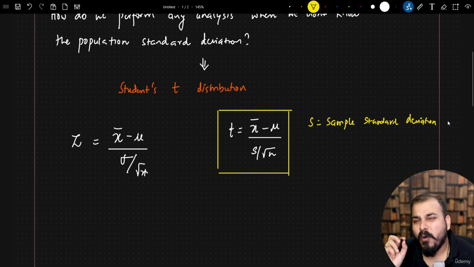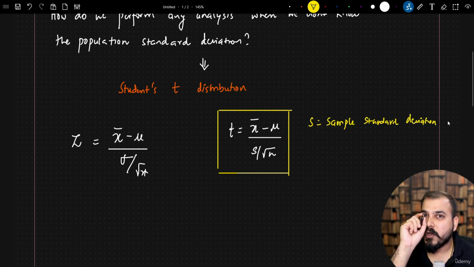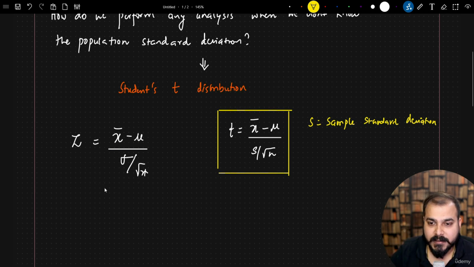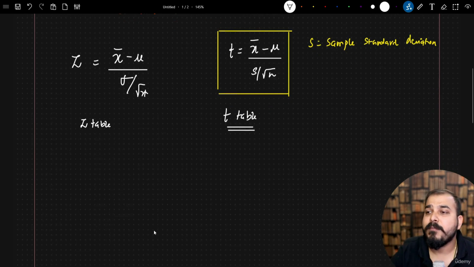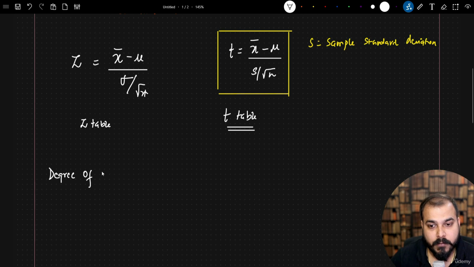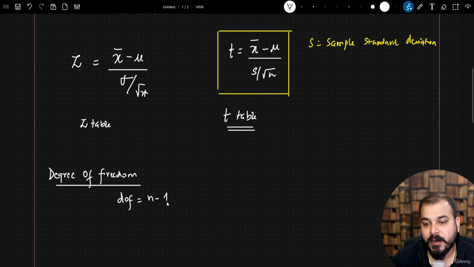Now, one very important thing: when we are doing Z-stats, we use a Z-table to find the area under the curve. In the student t distribution, we will be using a t-table. I will show you how the t-table looks. In the t-table there is one more very important parameter, called degree of freedom, DOF, which is given by the formula n minus 1.